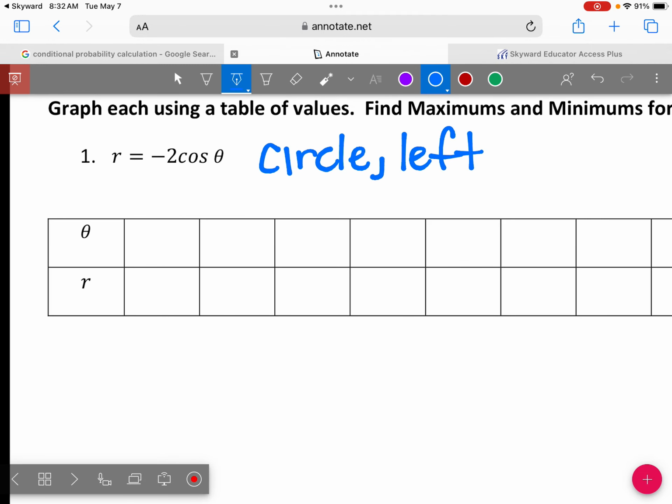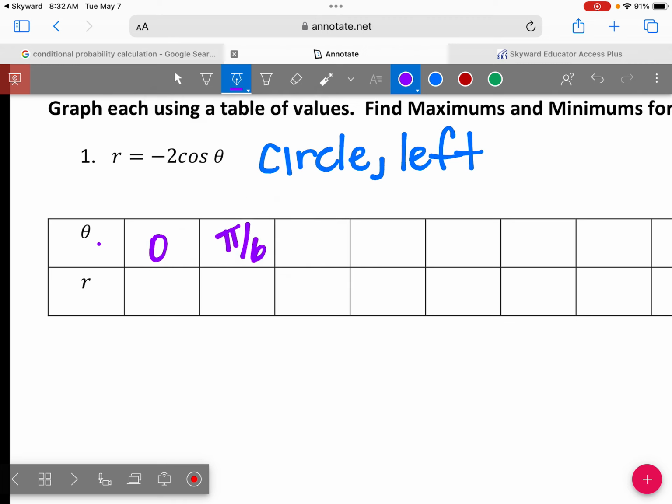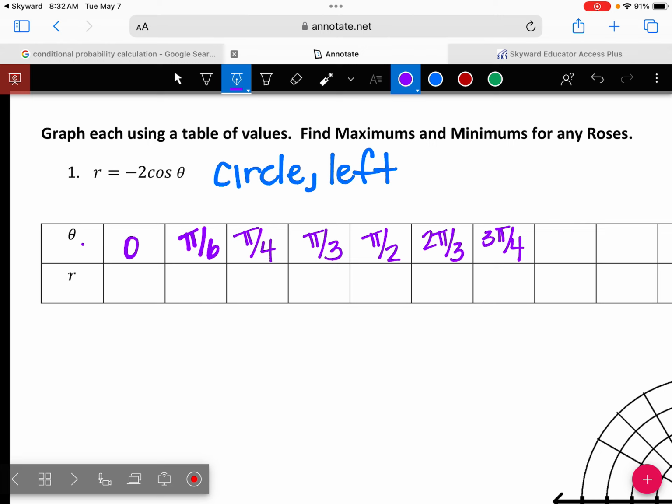Let's go ahead and fill in our thetas. So let's do 0, pi over 6, pi over 4, pi over 3, pi over 2, 2 pi over 3, 3 pi over 4. So I just did the first 2 quadrants.